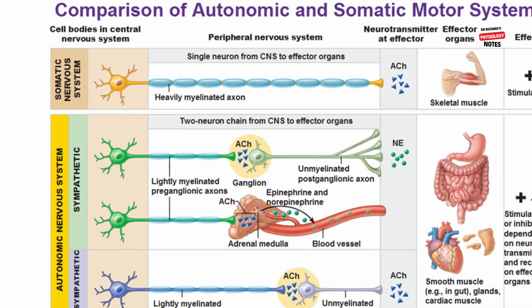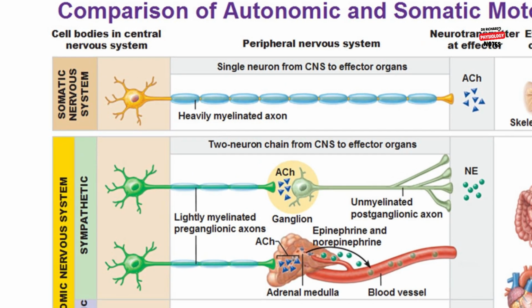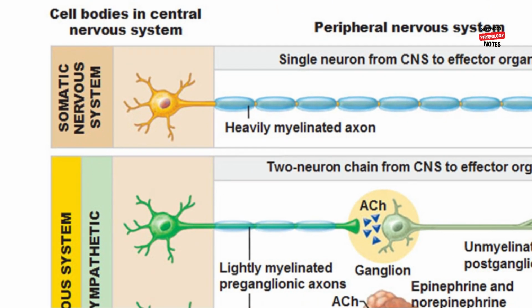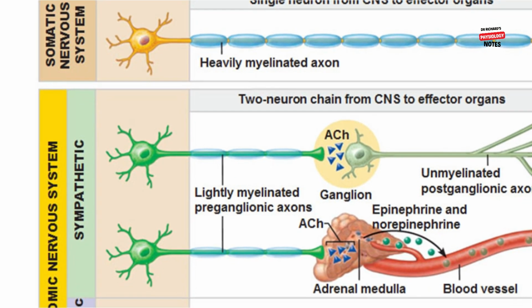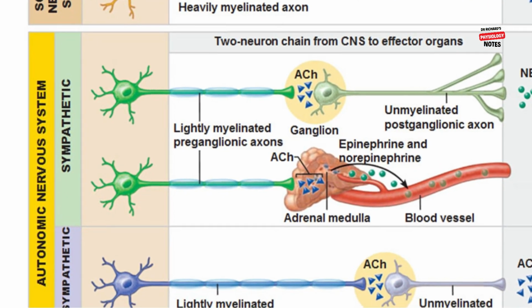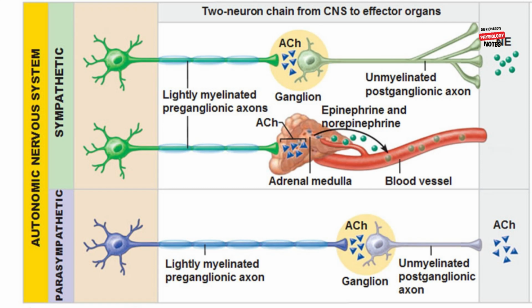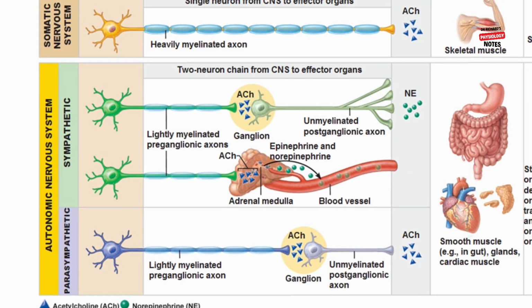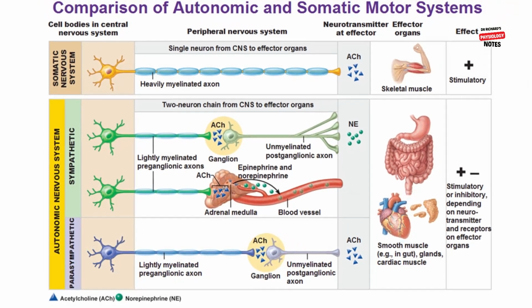Lastly, let's compare the somatic nervous system with the autonomic nervous system. The neurons of the somatic nervous system innervate the affected organs directly and are highly myelinated compared to the neurons of the autonomic nervous system. The preganglionic neurons of both sympathetic and parasympathetic divisions are lightly myelinated and release acetylcholine. The postganglionic neurons of both divisions are unmyelinated. The postganglionic neurons of the sympathetic division release mainly norepinephrine, while the postganglionic neurons of the parasympathetic division release acetylcholine.